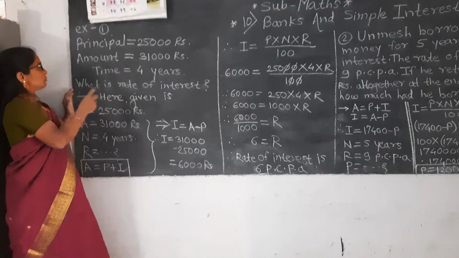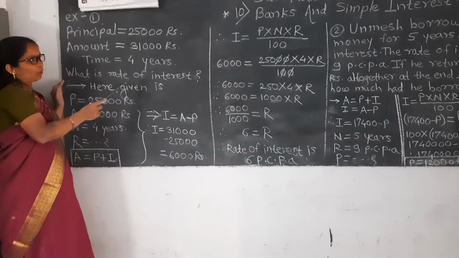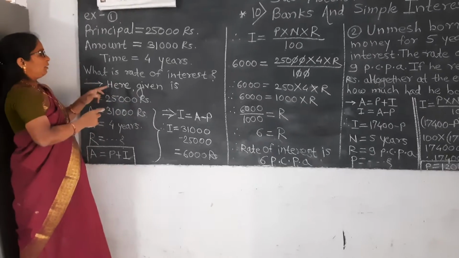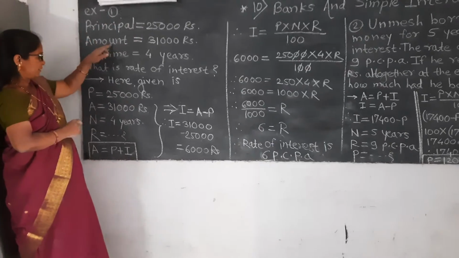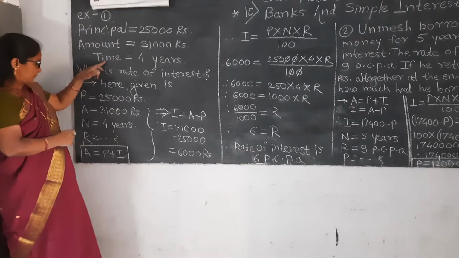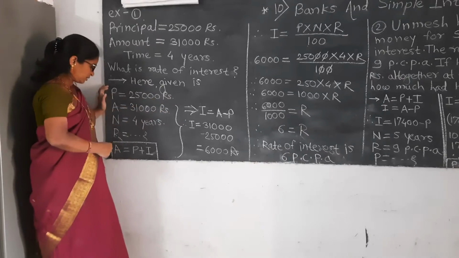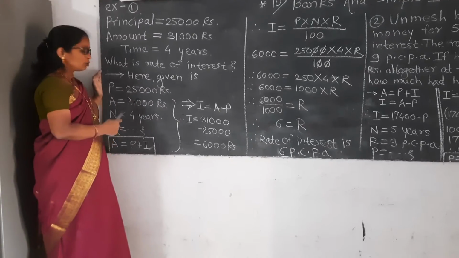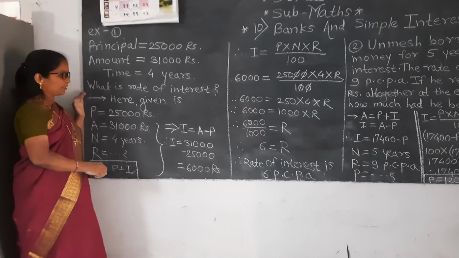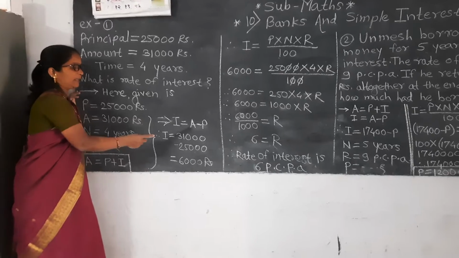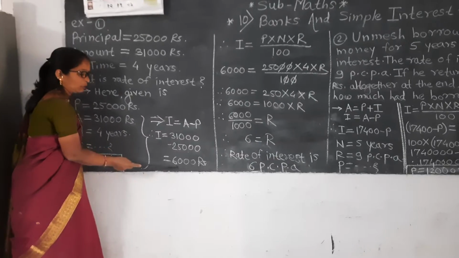See this example. Principal is equal to 25,000, amount is equal to 31,000, time is 4 years. What is the rate of interest? Here we are given P, that is principal 25,000, amount that is A is equal to 31,000, time period that we call N is equal to 4 years, and we have to calculate rate of interest, that is R. Here I is not directly given, but we know that amount is equal to principal plus interest, that is A is equal to P plus I. Therefore we can calculate I is equal to A minus P, that means 31,000 minus 25,000 is equal to 6,000.